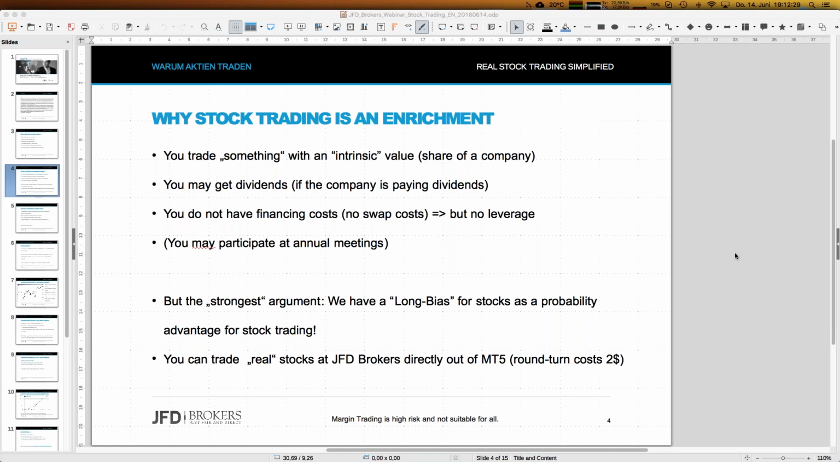And the other good story here is that now, I think since one or two months, you can even buy real stock values directly at JFD brokers out of your MT5 terminal. So that's a really good story. You can use the normal environment like MT4 and then directly buy real stock values, not CFDs. That's possible even for a much longer time, but now you can even buy real stock values. And the transaction costs are $2 per round turn, which is really a fair price for such a round turn. So it's quite interesting.